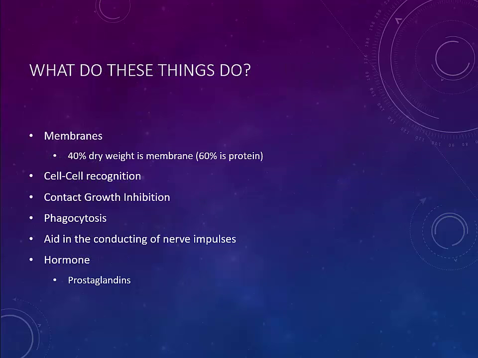So what do these things do? And by these things, we're talking more about the phospholipids. Well, they make membranes. You've probably heard of the phospholipid bilayer. That's exactly what this is talking about, a membrane, where the core of the membrane is hydrophobic. That's where the phospholipid tails are. And we have a phosphate head group that's exposed to water. So they make membranes.